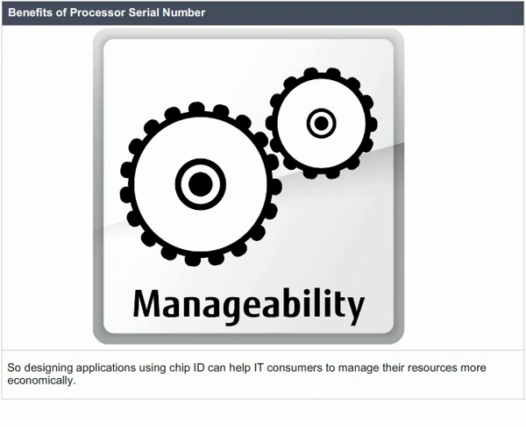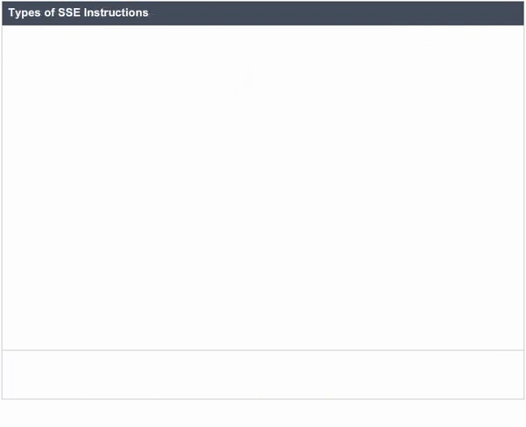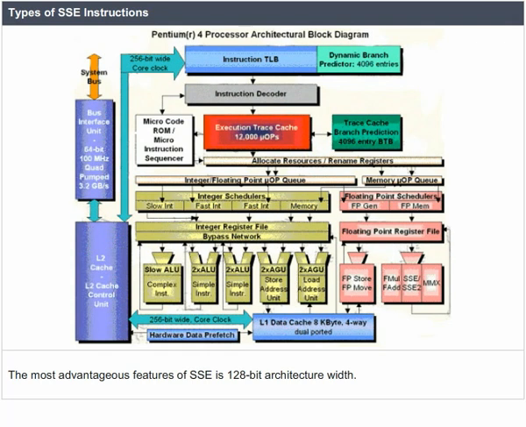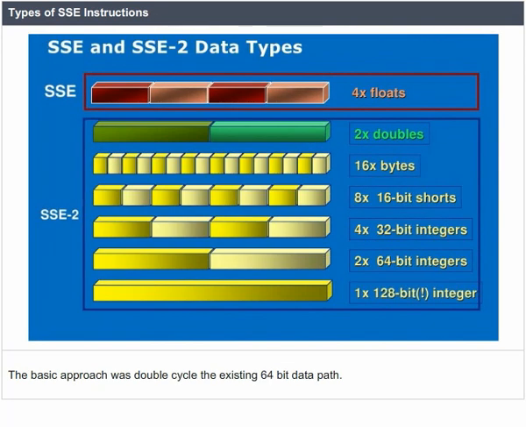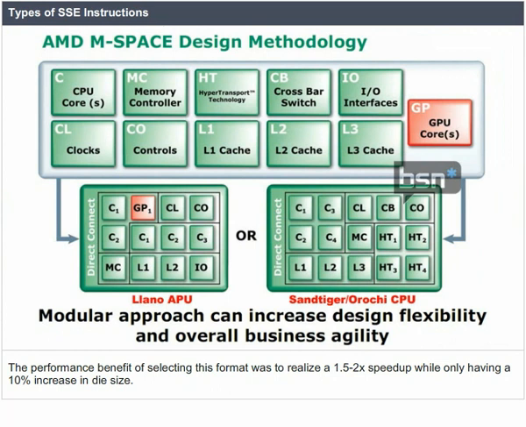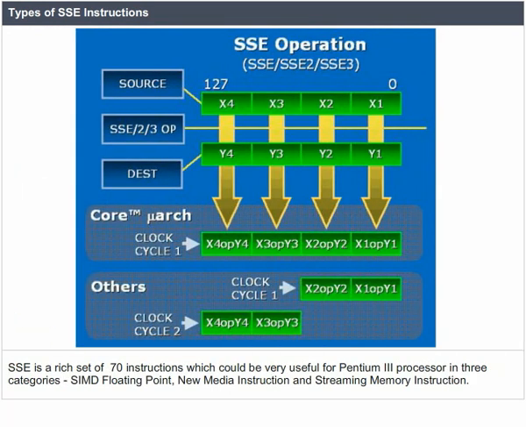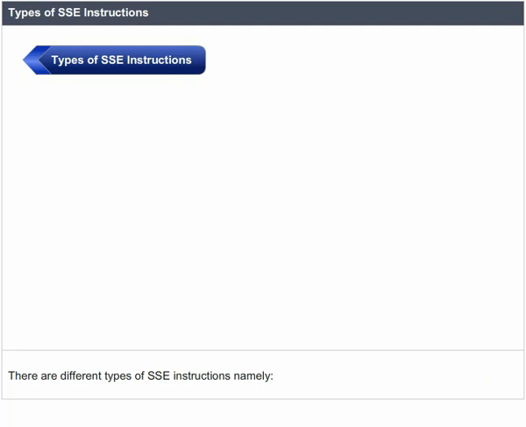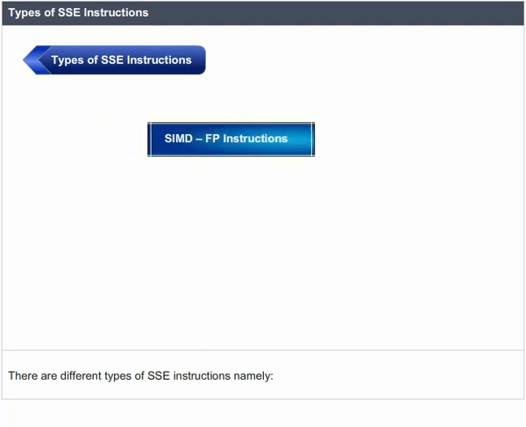Types of SSE instructions. The most advantageous feature of SSE is its 128-bit architecture width. The basic approach was to double cycle the existing 64-bit data path. The performance benefit of selecting this format was to realize a 1.5 to 2x speedup while only having a 10% increase in die size. SSE is a rich set of 70 instructions which could be very useful for a Pentium 3 processor in 3 categories: SIMD floating point, new media instruction, and streaming memory instruction. There are different types of SSE instructions, namely SIMD FP instructions, data movement, conversion type, and memory streaming.